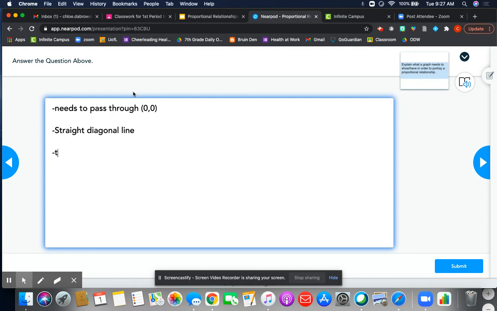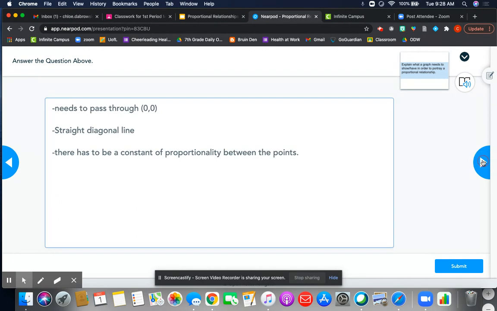All right, and the last thing, there has to be a constant of proportionality between the points. So that means for every y value, I should divide by the same number to get my x value. So really those 3 things, if you have 2 of these, it's almost guaranteed you'll have the third one.